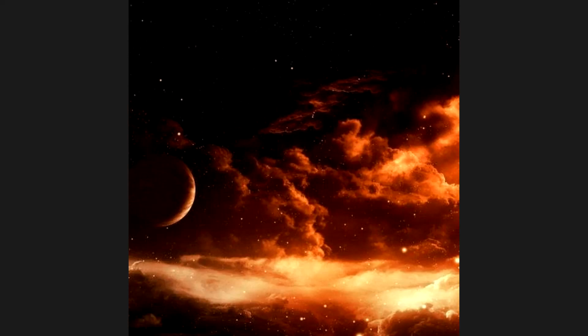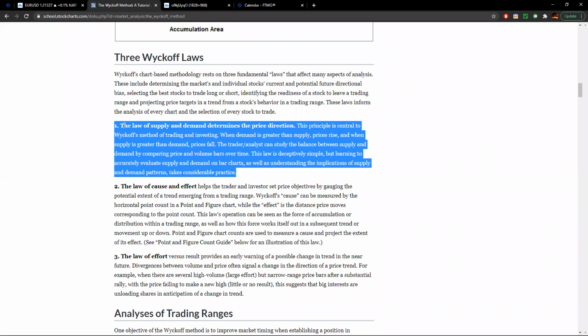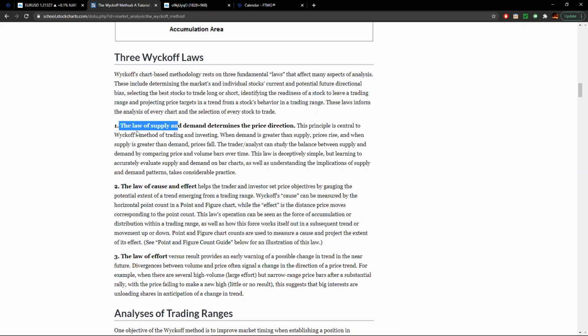Just wanted to jump on and show you guys something. I was just talking with my brother this morning and we were talking about supply and demand and how important supply and demand is. And obviously this is one of Wyckoff's 3 laws, which you can see on the screen here. So the law of supply and demand determines the price direction.